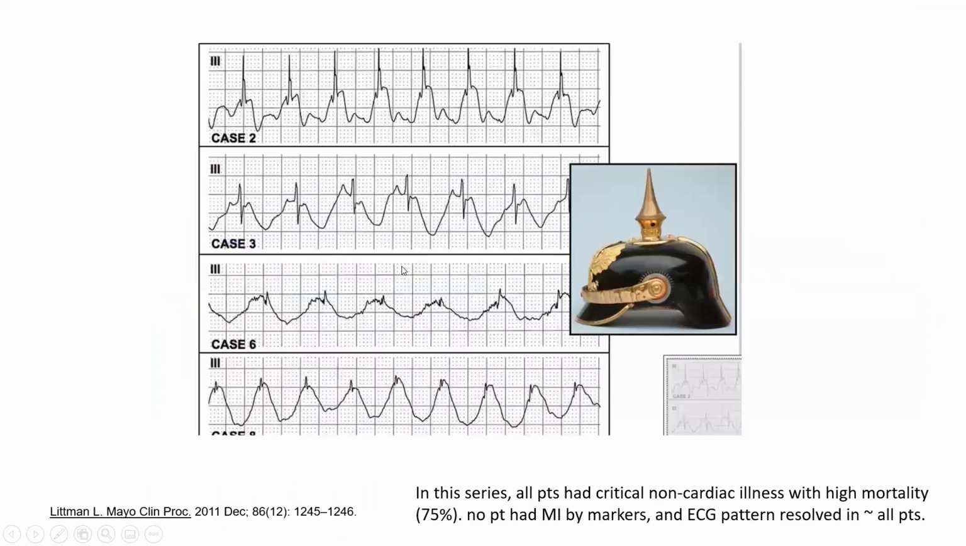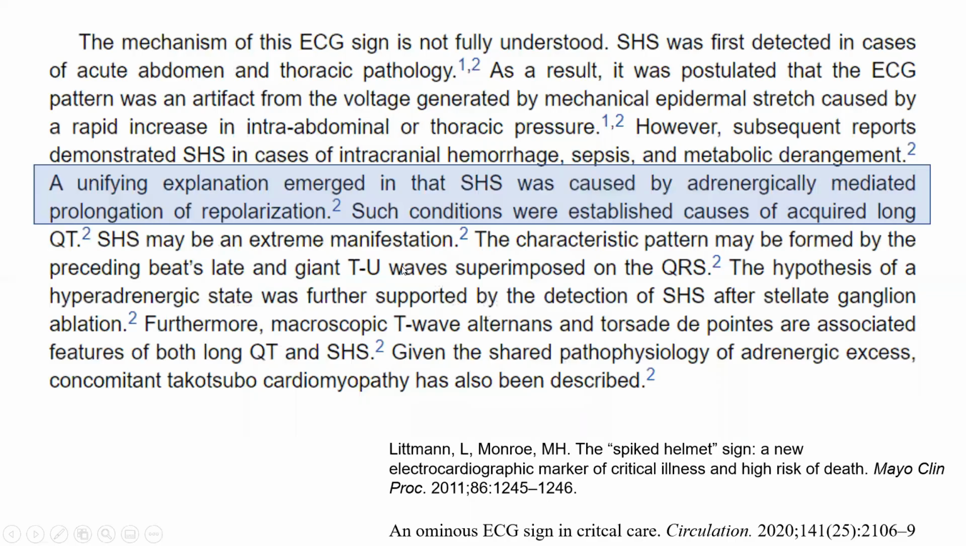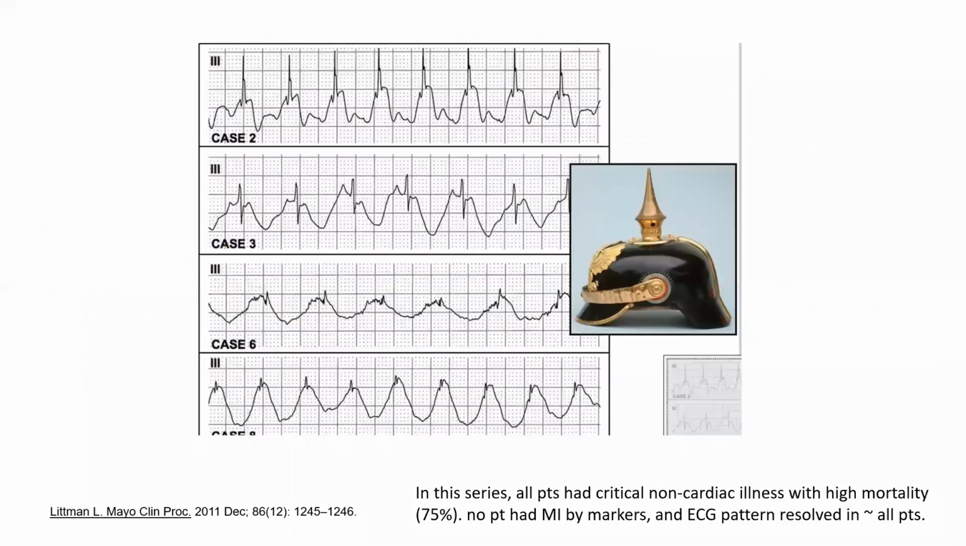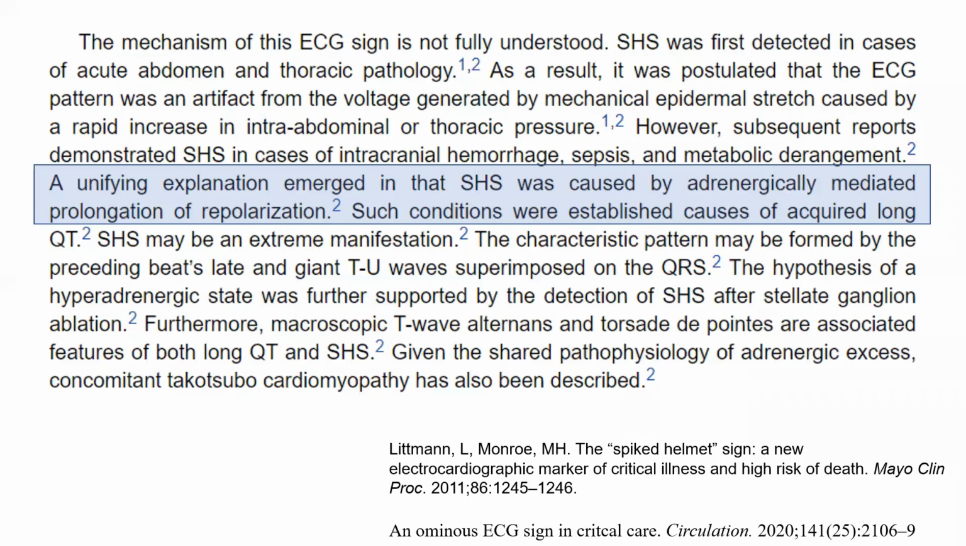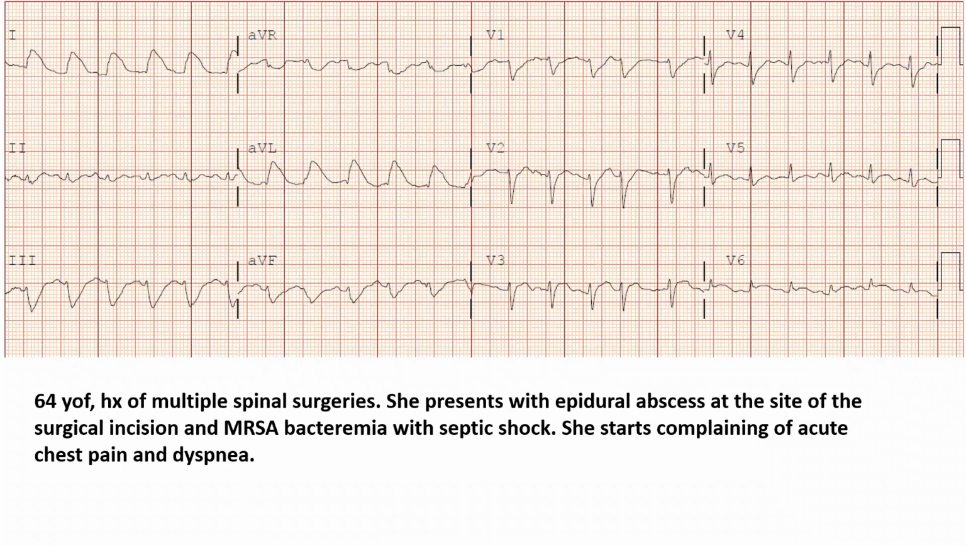Another theory that is more standing today is that this is due to high catecholamine tone, high adrenergic tone. That's why, for example, the spike helmet pattern has been described in Takotsubo and seen in critical illness where you have high catecholamine tone. This is another pattern that I had at the beginning of this year here in Iowa.